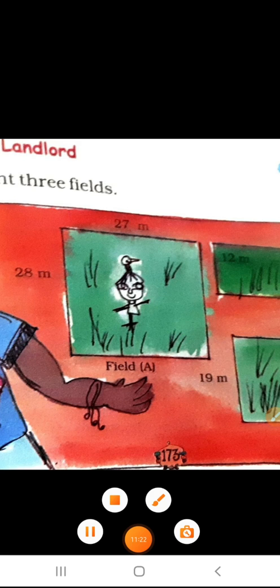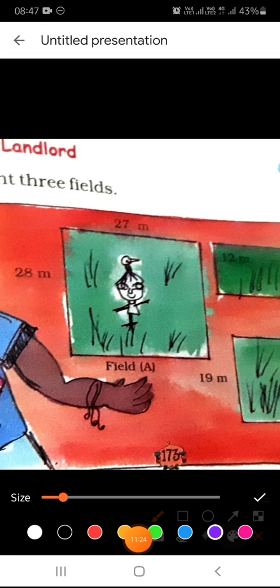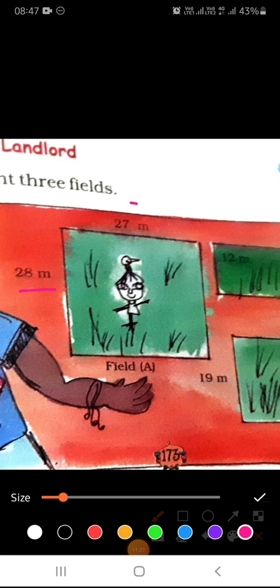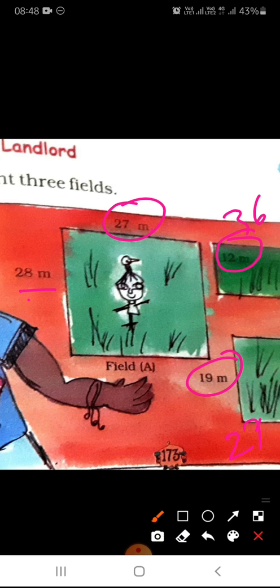Karunya the landlord. Karunya is a landlord and he has 3 fields. As you can see in this figure, he has 3 fields in the shape of a rectangle. So these are rectangular fields, and here you can see that this is 28, this is 27. So length and breadth are given. Here also 12 and 36 are given, and here also 19 and 27 are given. So length and breadth are given for all the 3 fields.